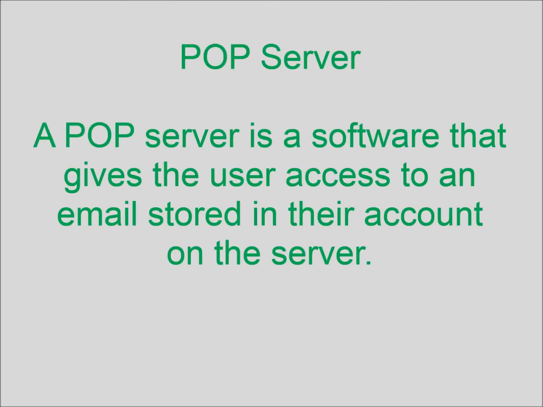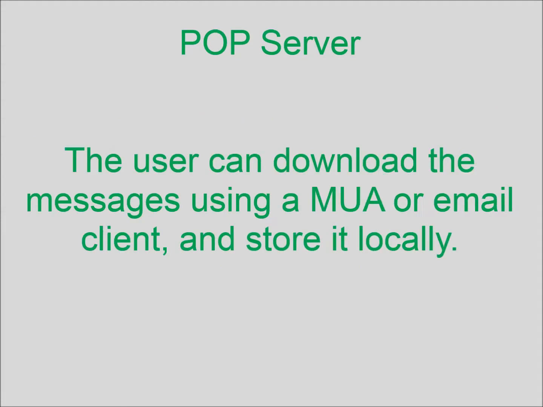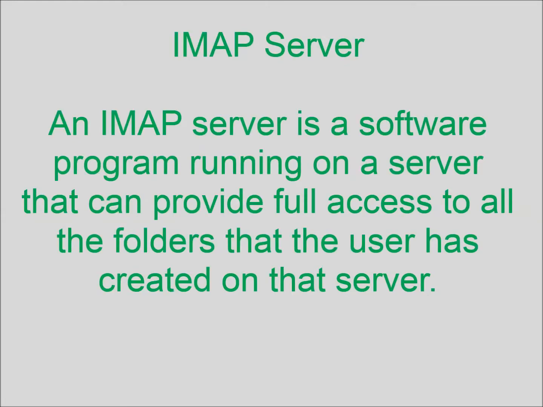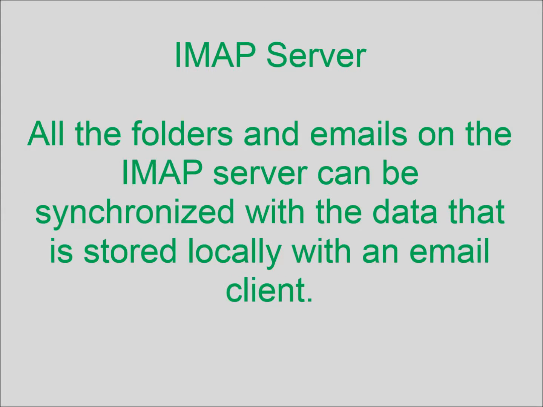A POP server is a software that gives the user access to an email stored in the account of the server. The user can download the messages using an MUA or email client and store them locally. An IMAP server is a software program running on a server that can provide full access to all the folders that the user has created on that server. All the folders and emails on the IMAP server can be synchronized with the data that is stored locally with an email client.